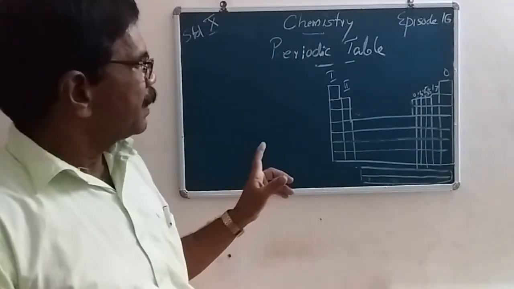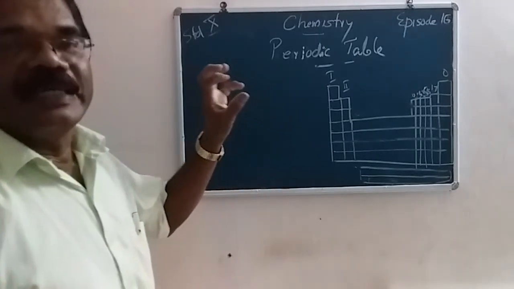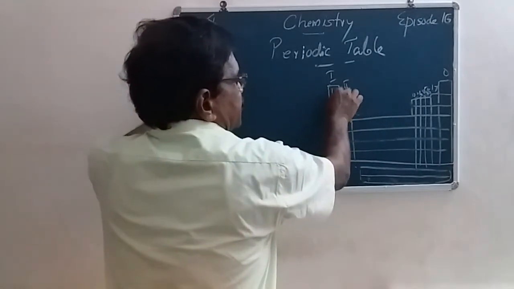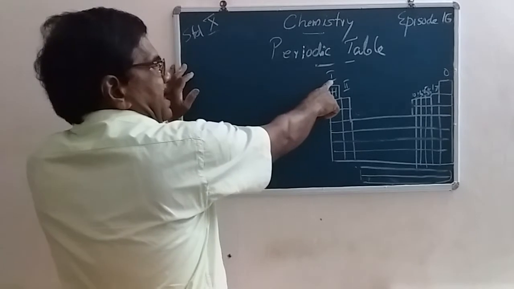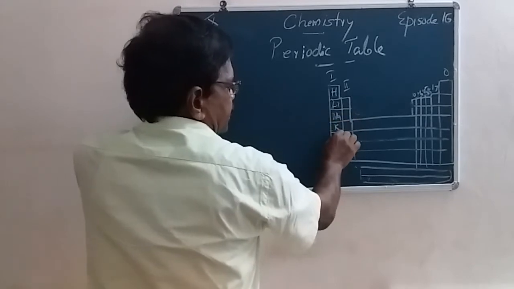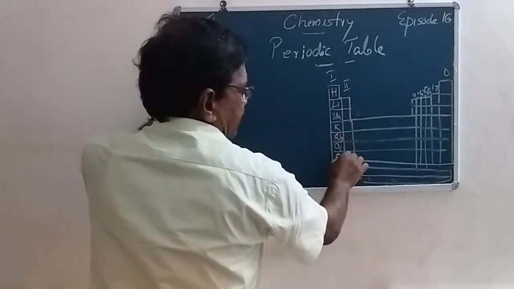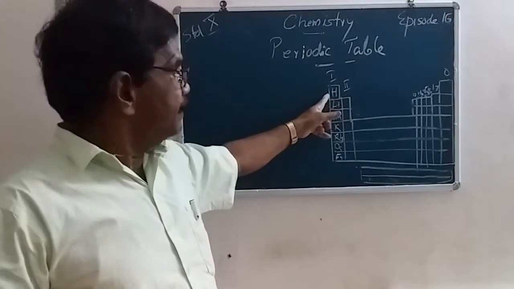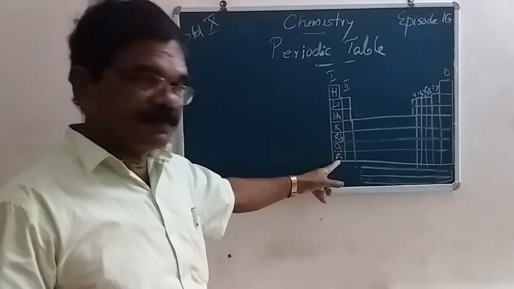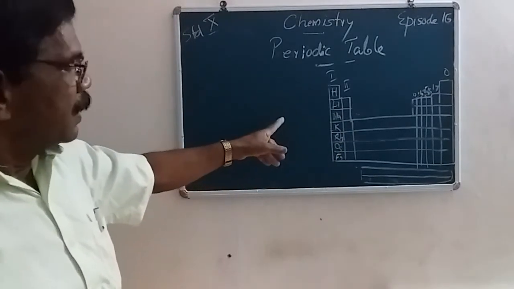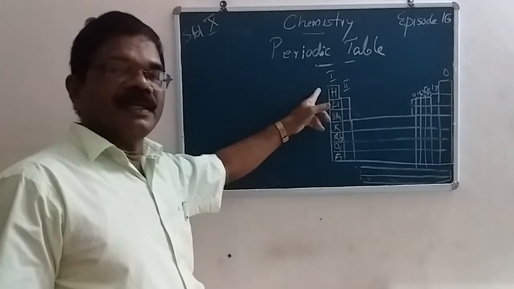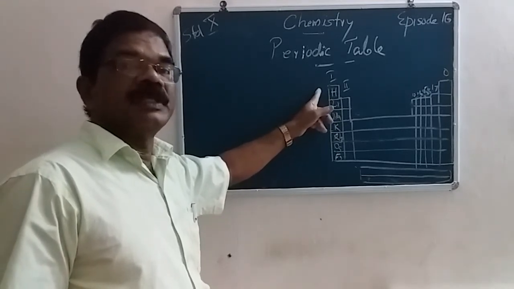First of all, you have to see the size of the atom. In the modern periodic table, the first group elements are hydrogen, lithium, sodium, potassium, rubidium, cesium, and francium. First, we want to learn how the size changes. Size means atomic radii, from the center of the nucleus to the outermost shell.